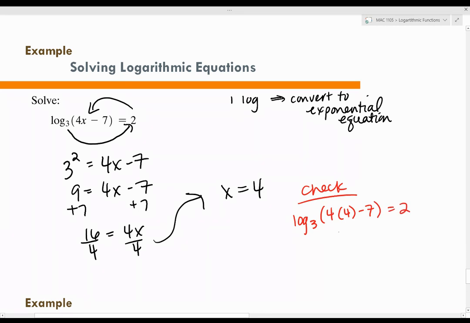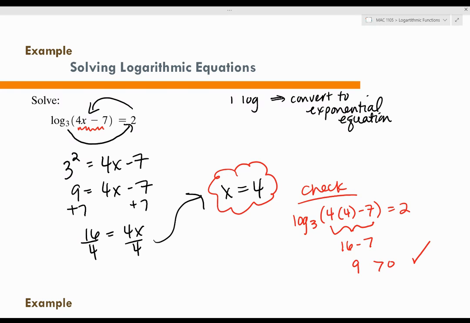I'm checking mainly to see that this argument does not give me something that's negative, and it doesn't give me a 0. So 4 times 4 is 16, and 16 minus 7 is 9. Because this is greater than 0, I'm okay. I get to keep my answer. That's what we're checking for, to make sure that the argument of our function does not equal 0, and that it does not equal something that's negative. So we're good. Let's try another one.